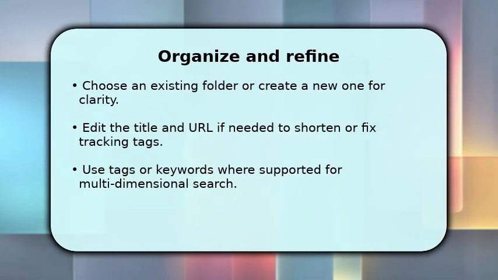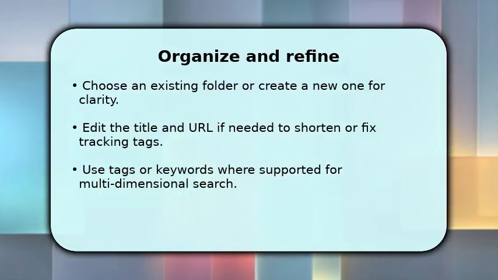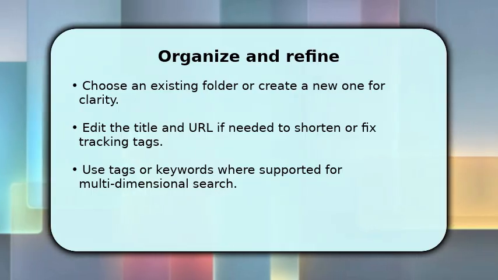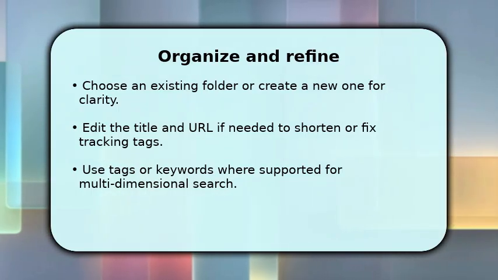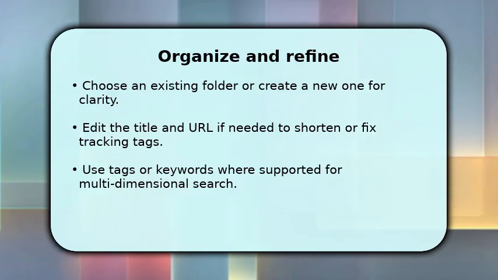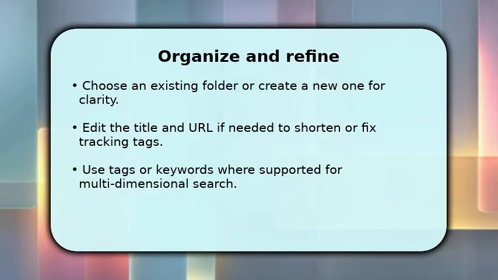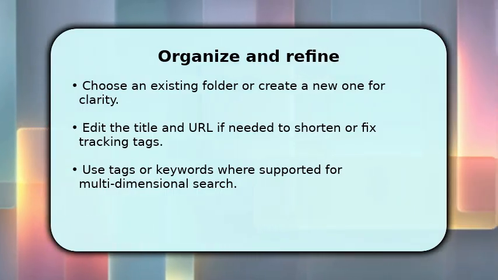Next, refine where that bookmark will live and how it will be labeled. Click the folder drop-down and create or select a specific folder. Folders reduce visual clutter and speed future access. If the URL contains long tracking parameters, clean it up by removing extra strings to keep the link stable.